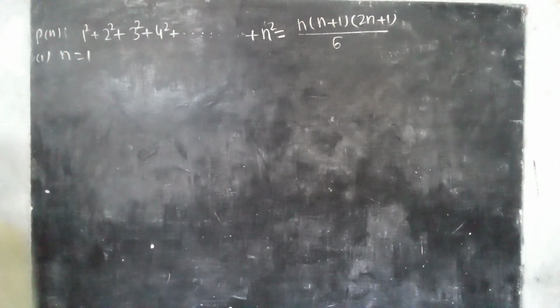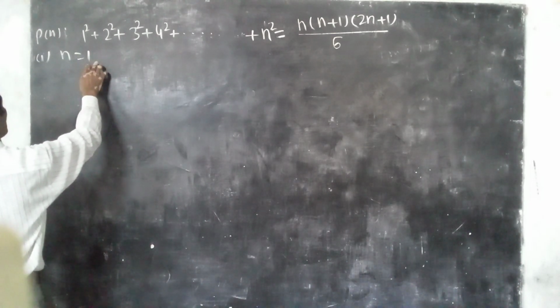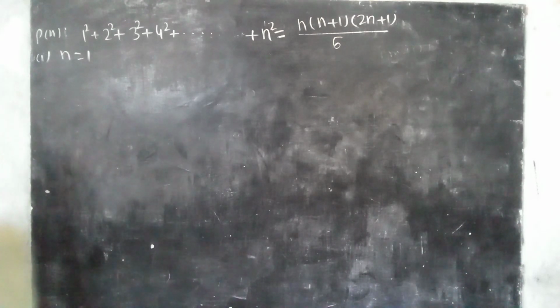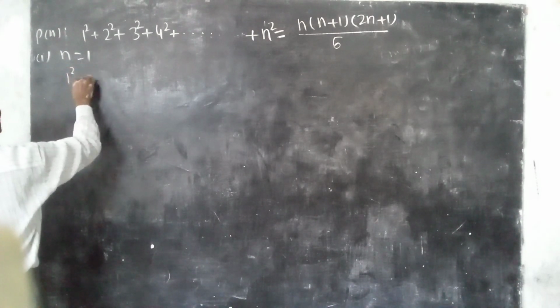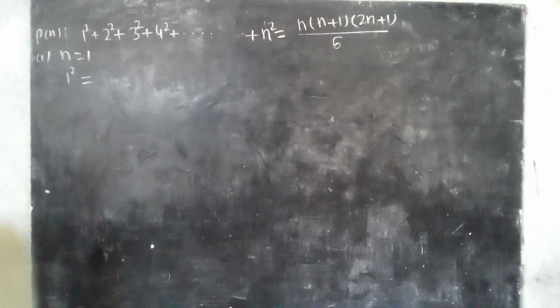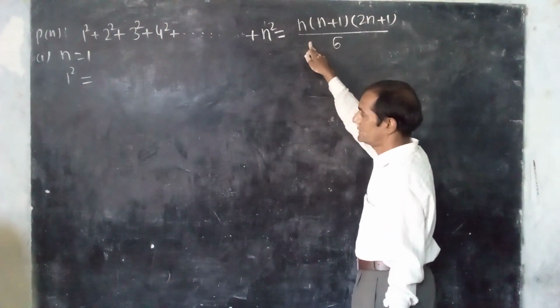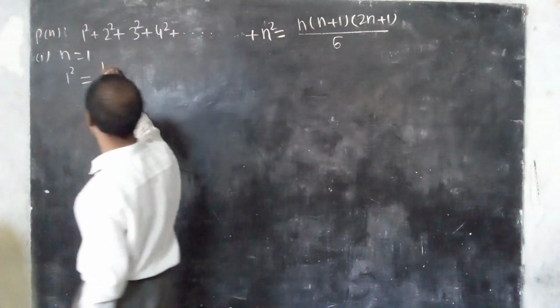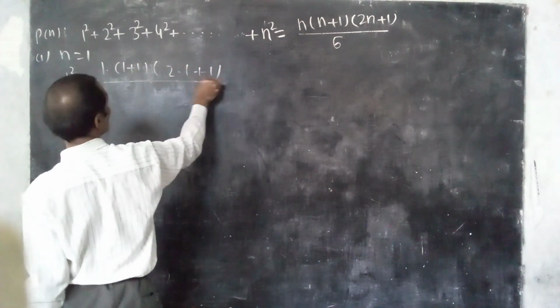We check the given identity for n is equal to 1. When we put n is equal to 1, we get the first term of the left side. The left side is the given series, so the first term is 1 square. Write 1 square there, and write 1 in place of n in the right side of the given identity. The right side gives 1 into 1 plus 1, 2 into 1 plus 1, by 6.